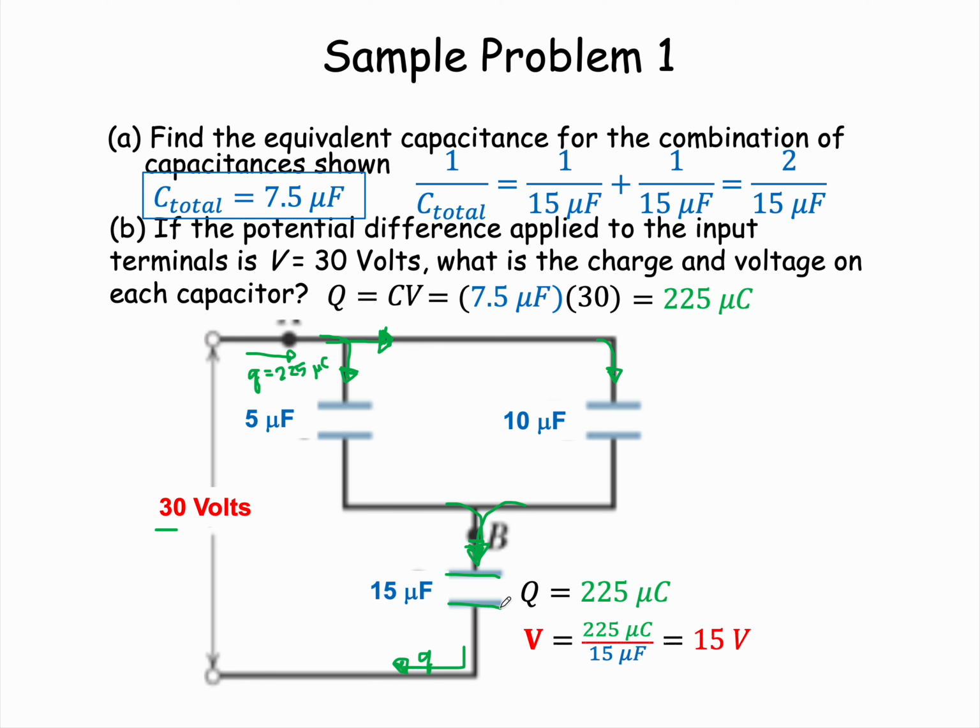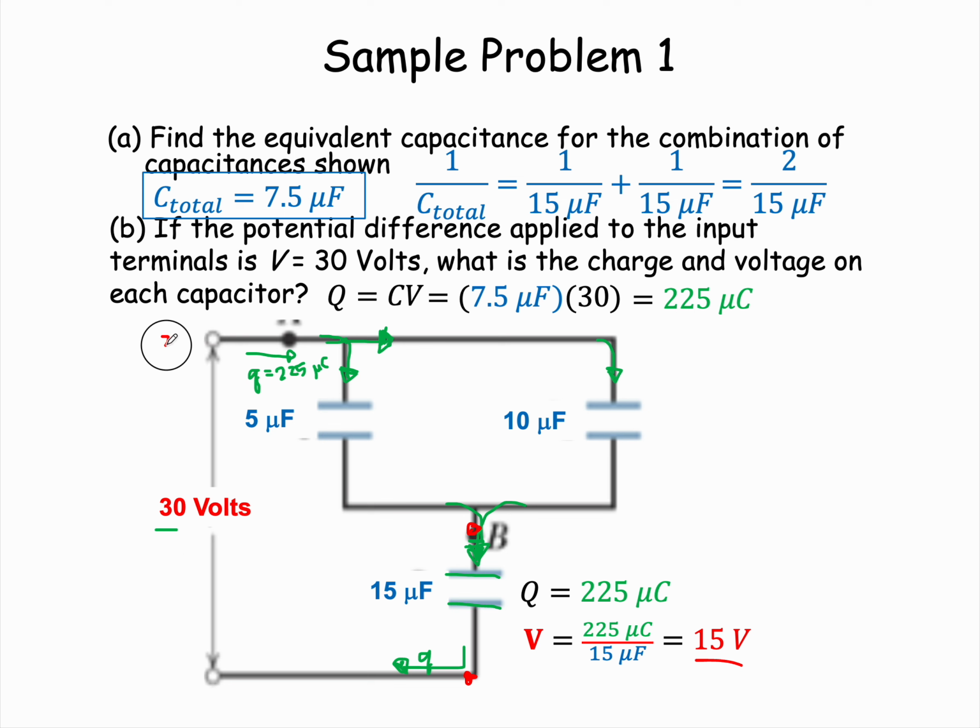And if we do that, we can figure out the voltage. The voltage is just charge over capacitance, if you remember from the previous slide. And that'll tell us it's 15 volts. That means if you hooked up a voltmeter between these two points right down here, it would literally read 15 volts between these two points.